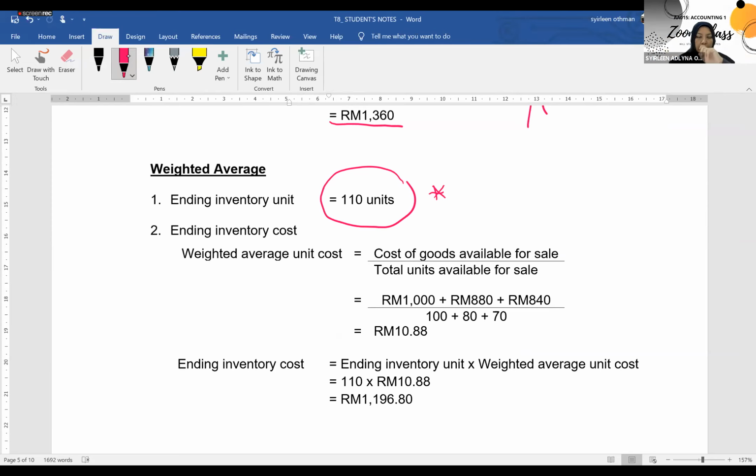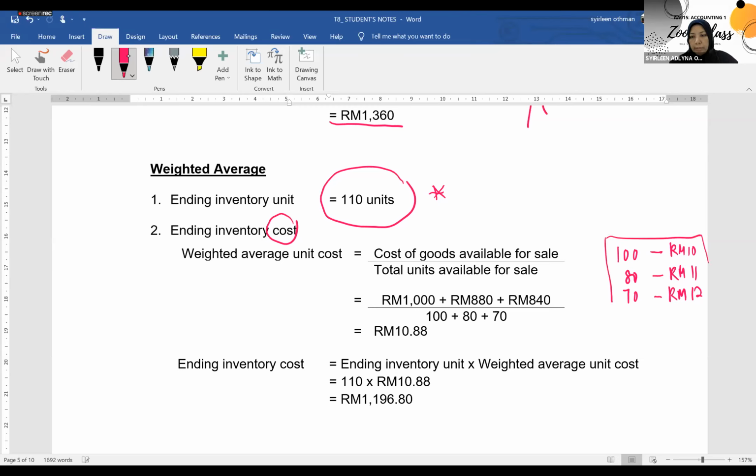Okay, alright. Now we are going to calculate our ending inventory cost. Okay, berbeza ya dengan FIFO. Sebab ending inventory cost ni kita akan campur semua cost, kita akan bahagi ikut unit. Okay, so sama juga, I am going to focus on my beginning inventory and my purchases saja. So saya ada 100 unit pada harga RM10. And then saya ada 80 unit pada harga RM11. And then saya ada 70 unit pada harga RM12. So ini semua stok yang ada dekat tangan.